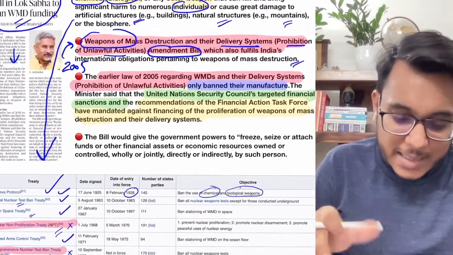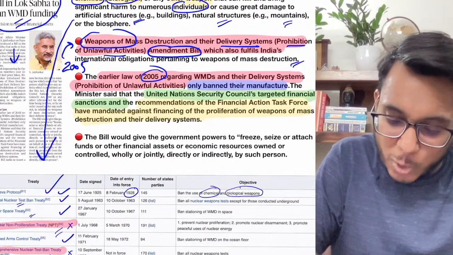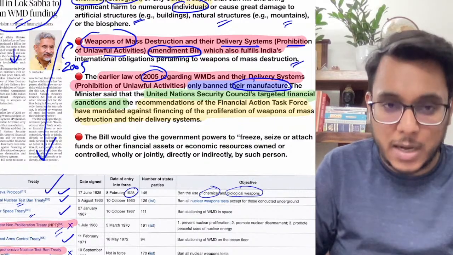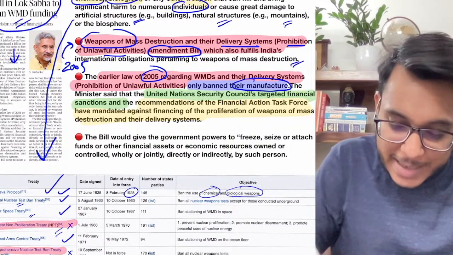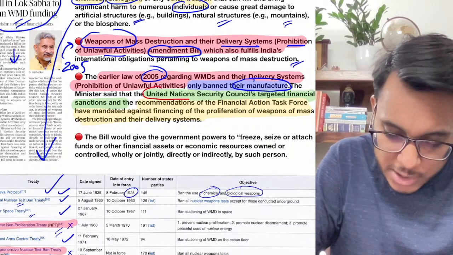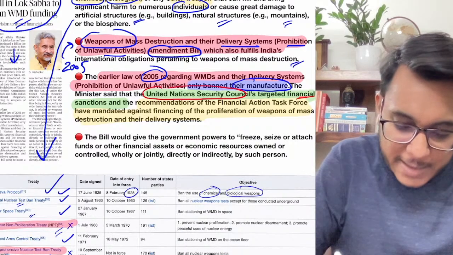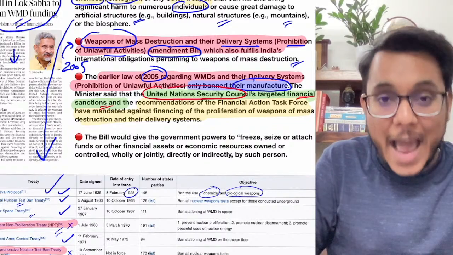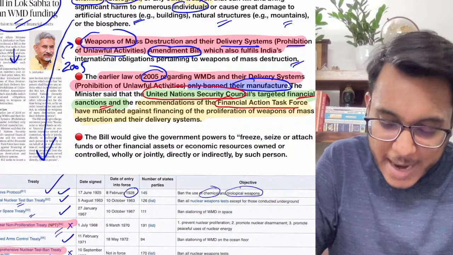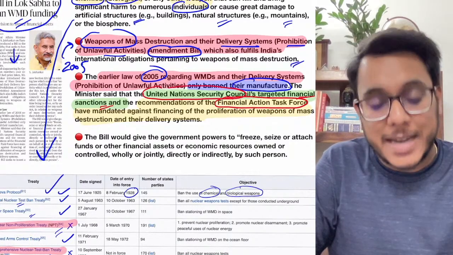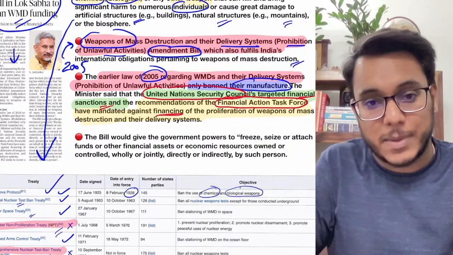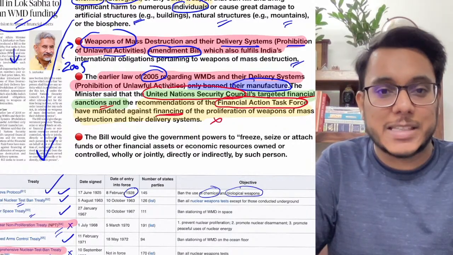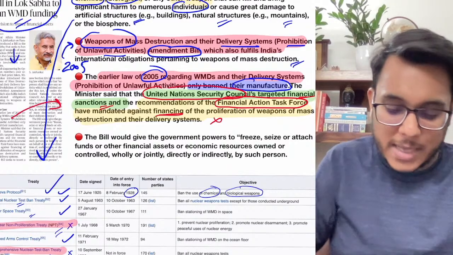So guys, we can see that the earlier 2005 law only banned their manufacture, but we were given a kind of mandate that under the United Nations Security Council's targeted financial sanctions, we have to ban the financing also. Moreover, as per the recommendations of the Financial Action Task Force, we were mandated that the financing of these particular weapons of mass destruction is also to be stopped. So to penalize the financing aspect also, this particular bill has been brought.